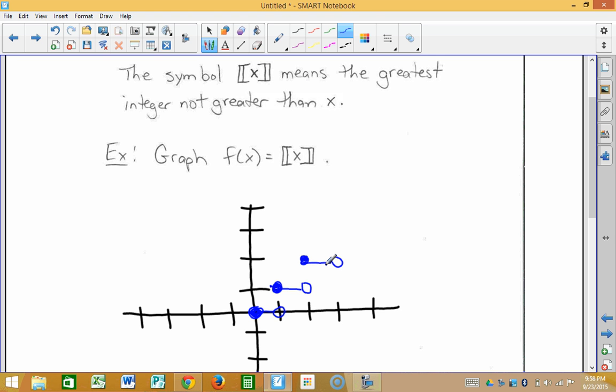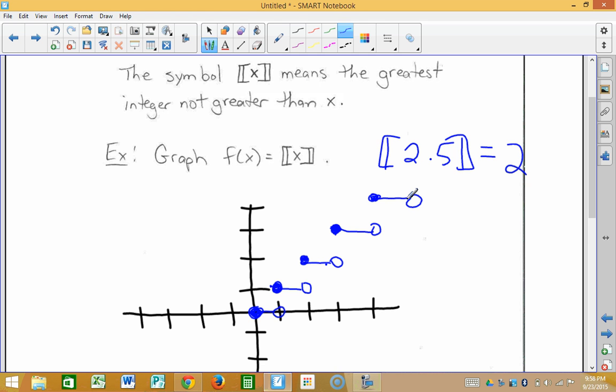So for instance, if I put 2.5 in, that would result in a 2. 2 would be the greatest integer not greater than 2.5. That pattern would just continue. So when we get to 3, it would jump up and hit 3, stay flat until we hit 4, open dot at 4, jump up 1, solid dot, and just keep going.